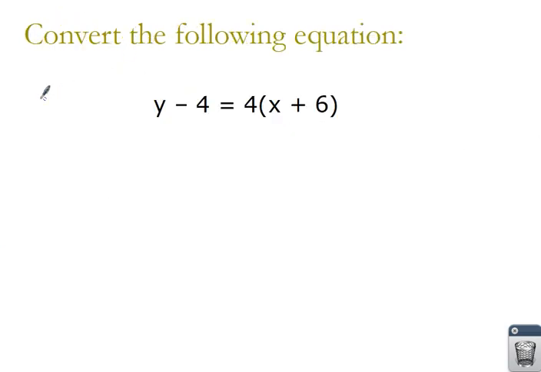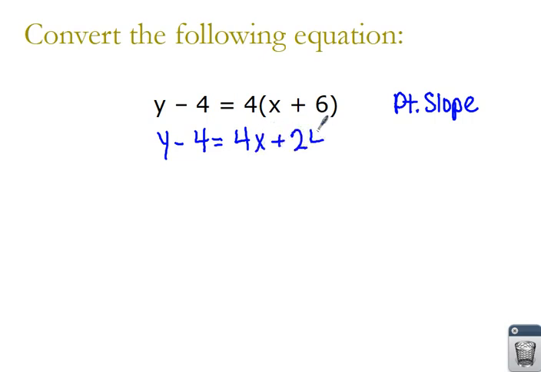Alright, so this is an equation that's actually in point slope form already. Okay, so we'll just write that out here. This is point slope form. We want to convert it, so we're going to take it all the way to standard form. So first thing, I need to get rid of these parentheses, so I'm going to distribute. Alright, and when I distribute, I get 4x plus 24. Then, to get slope-intercept form, I have to get y by itself, so I need to add 4 to both sides. So we're going to add 4 to the 24. Get 28. This is slope-intercept form.